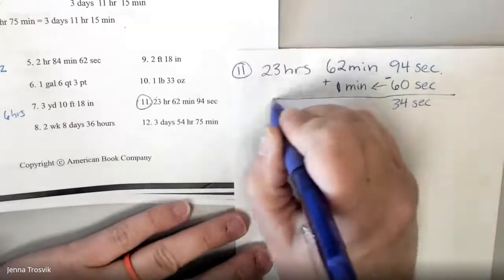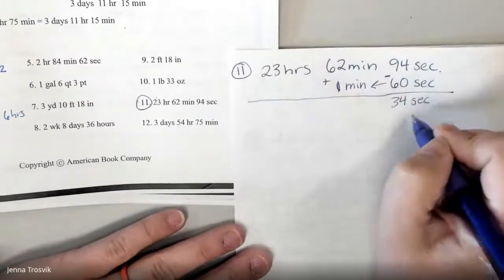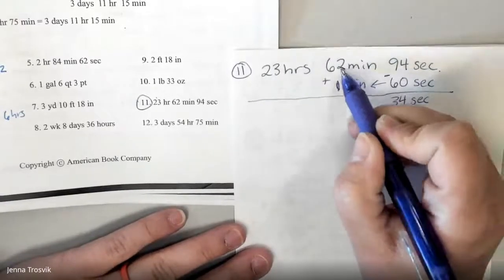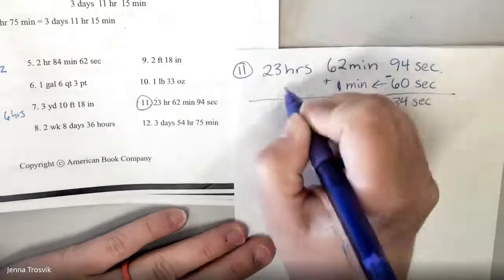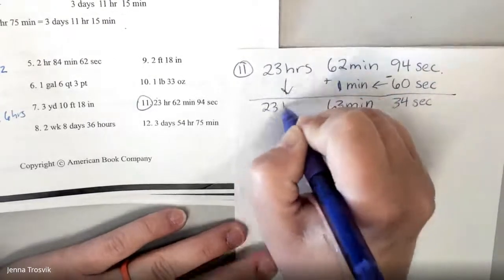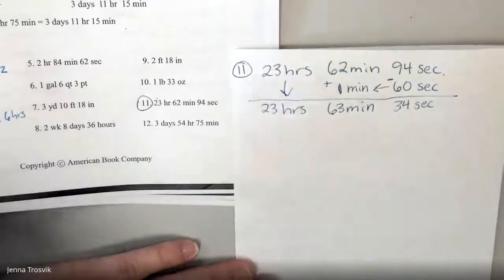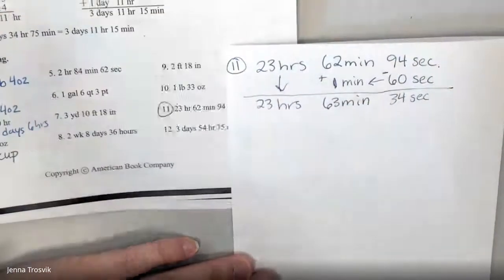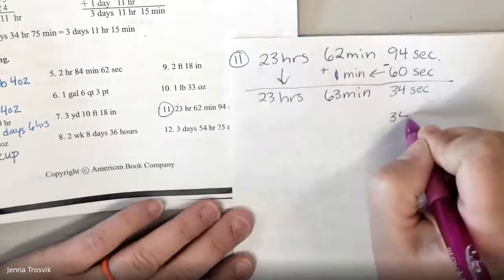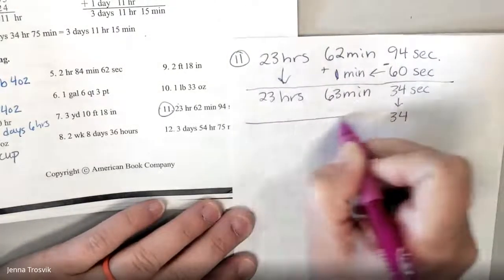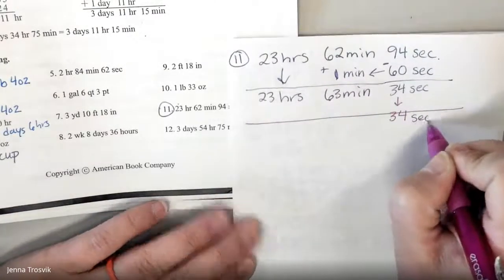So I can go back and add my minutes now. So I'm down to 34 seconds. 62 plus 1 minute is 63 minutes. And I can just bring my 23 hours down. All right, then I'm going to go back and I'm going to take my minutes. My 34 seconds will stay the same. I cannot convert that anymore.